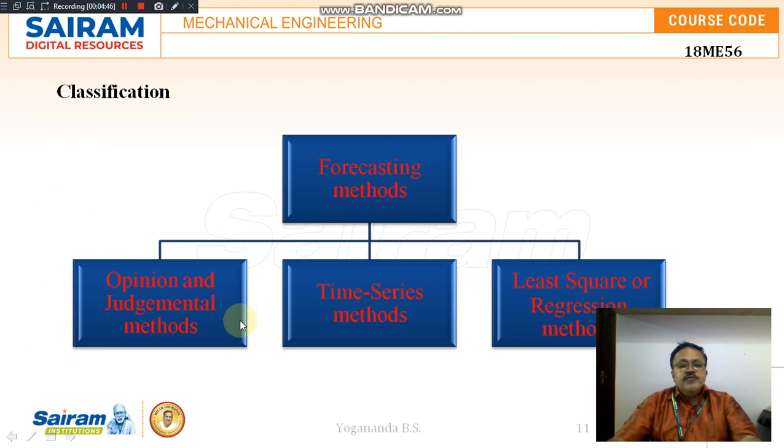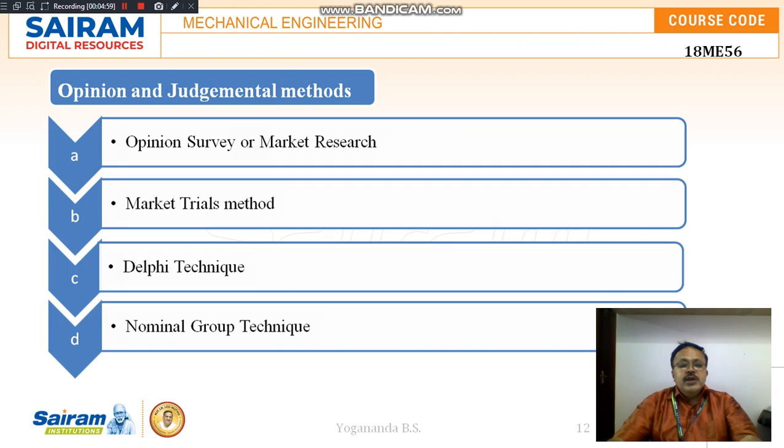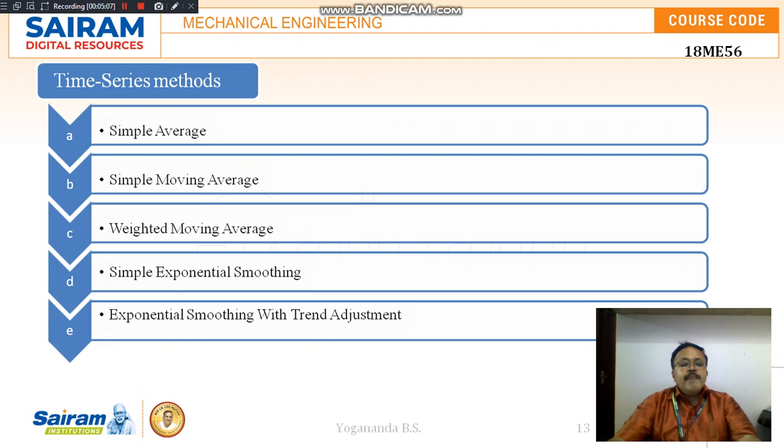Now, the classification of forecasting methods. We have opinion and judgmental methods, time series methods, and least square or regression methods. Under opinion and judgmental methods: opinion survey or market research, market trials method, Delphi technique, and nominal group technique. In time series methods, we have simple average, simple moving average, weighted moving average, simple exponential smoothing, and exponential smoothing with trend adjustment.